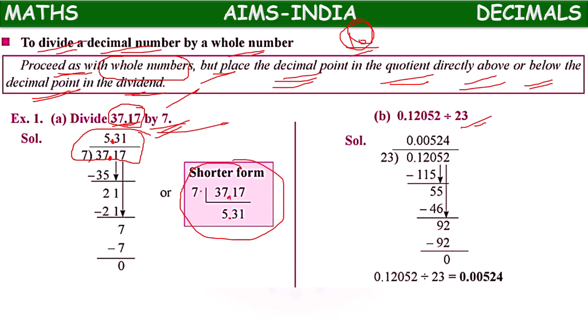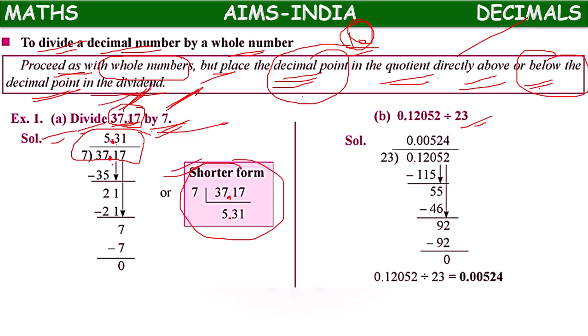So here we have the dividend, because we have to divide 37.17 by 7. This is the dividend, this is the divisor. If the dividend is divided by the divisor, we will get the quotient. In the quotient, the decimal point is to be kept either directly above in the case of long division, or directly below in the case of the shorter form. Like that we have to keep it.